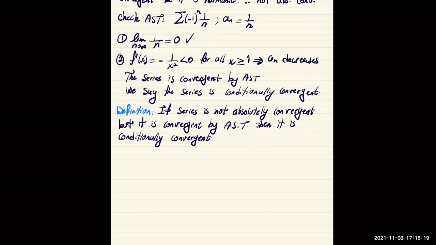So if you have a series, what would you do? Check for absolute convergence first, because it's easy. If the series is absolutely convergent, then you're done. It is convergent and you don't need to check AST. You don't need to take the derivative. You don't need to find the limit. It takes out the need for doing all of that. Let me write all of that down for you over here.